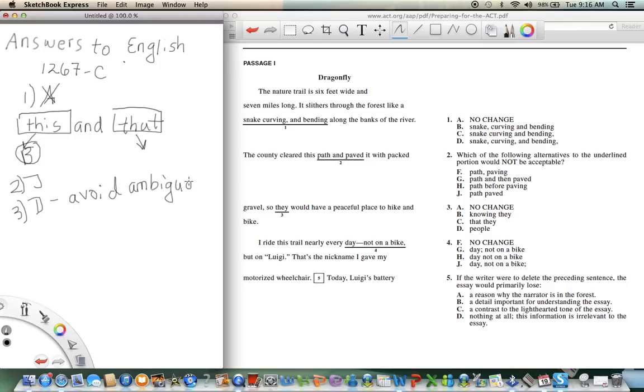And then choice number 5. If the writer were to delete the preceding sentence, the essay would primarily lose. Now let's read the sentence in question. If it says preceding, that means coming before the block 5. The author says, I ride this trail nearly every day. Actually, hold on, we skipped 4. Not on a bike, but on Luigi. And notice Luigi's in quotation marks. So, okay. I ride this trail nearly every day. Not on a bike, but on Luigi.